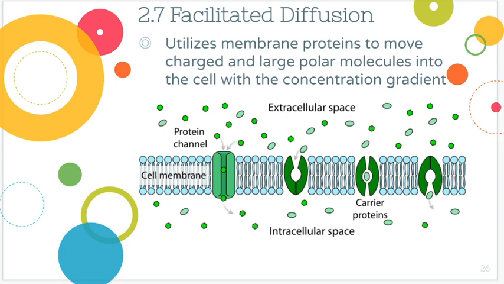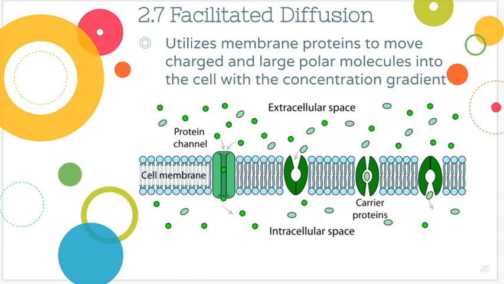Well, then you also have facilitated diffusion. And facilitated diffusion, I mean, if you think about the word facilitate, it means to help, right? And so facilitated diffusion is going to use membrane proteins to move bigger molecules and polar molecules into the cell with the concentration gradient. So it's still passive, right?